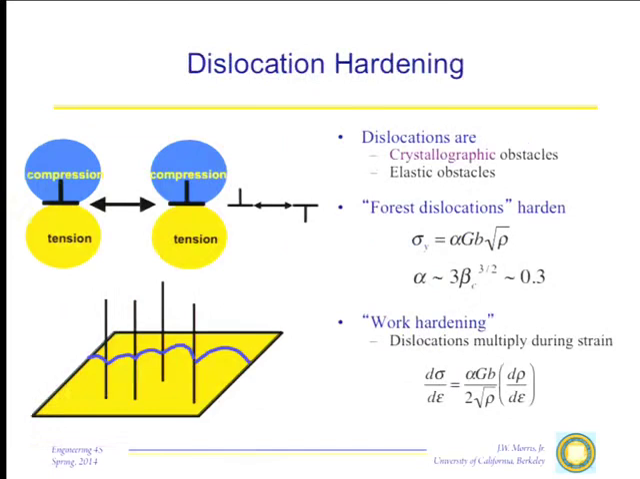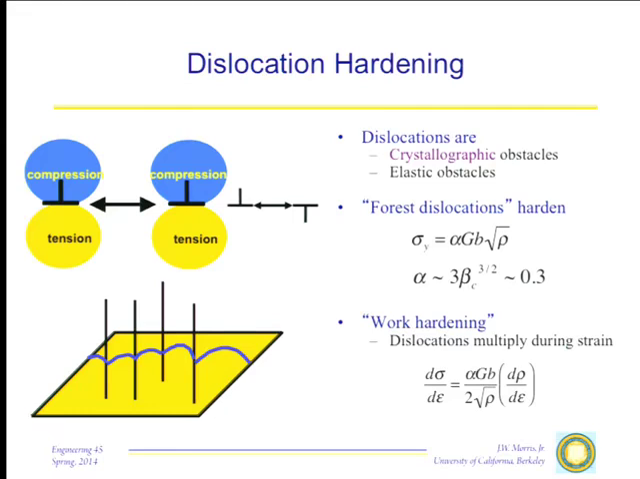Dislocation hardening. Here, we talk about forest dislocations. We're trying to move a dislocation along this glide plane. The dislocations that intersect the glide plane will interact with it and make it rather difficult for this dislocation to move. They're called forest dislocations. And the kind of universal hardening law is 3 beta c to the 3 halves. This is the Taylor factor, beta c to the 3 halves, which turns out to be about 0.3, and sigma y is about 0.3 G b square root of rho, where rho is the overall dislocation density. Work hardening: dislocations multiply during strain.